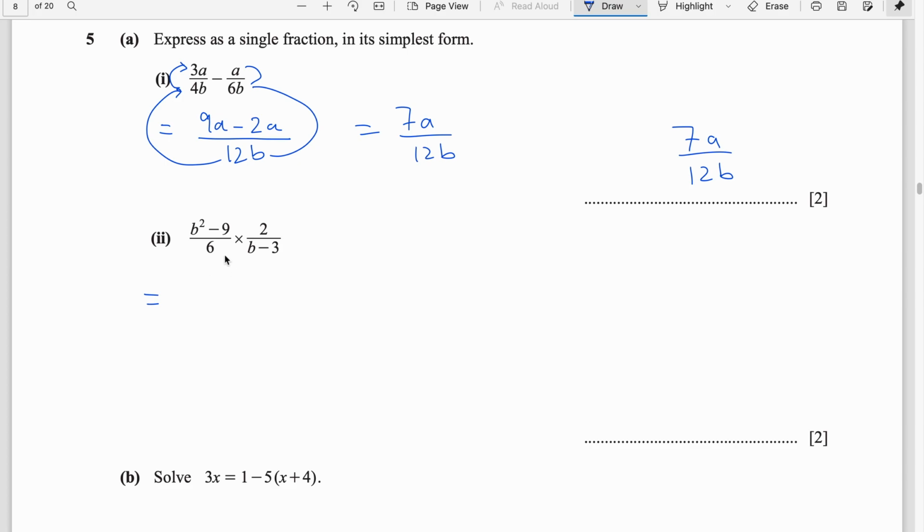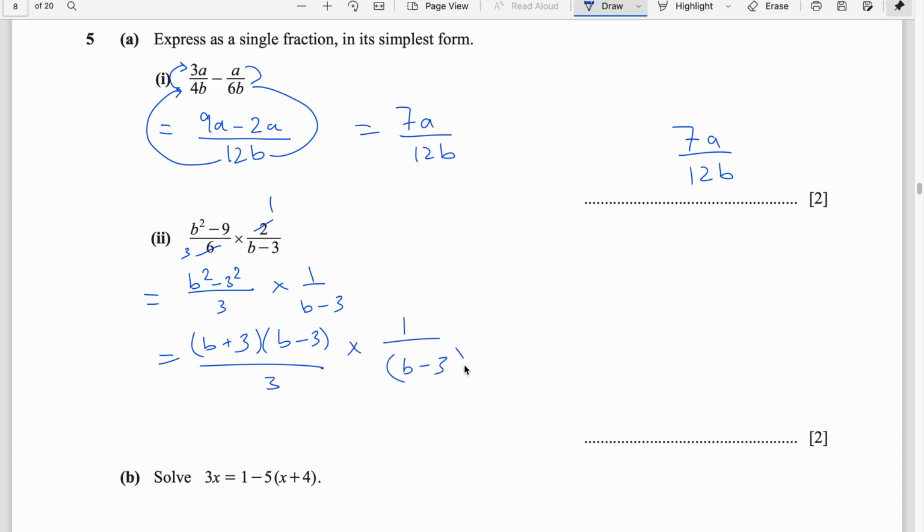B part. This is b squared minus 9. We can change it into b squared minus 3 squared over, let's simplify this one, 1 times 2 times 3 times 3 into 1 over b minus 3. Now a squared minus b squared is actually (a plus b)(a minus b) over 3 into 1 over b minus 3. So b minus 3 goes away with this. We are left with (b plus 3) upon 3.